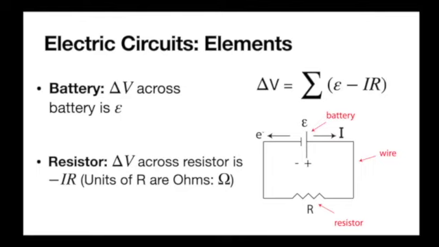Okay, so let's talk about the components of a circuit. We started off with just batteries and resistors. Batteries have some positive delta V across them, so going from minus to plus, it's kind of intuitive, right? We jump from minus to plus, we add voltage, and that is represented by this letter epsilon, this curly E.